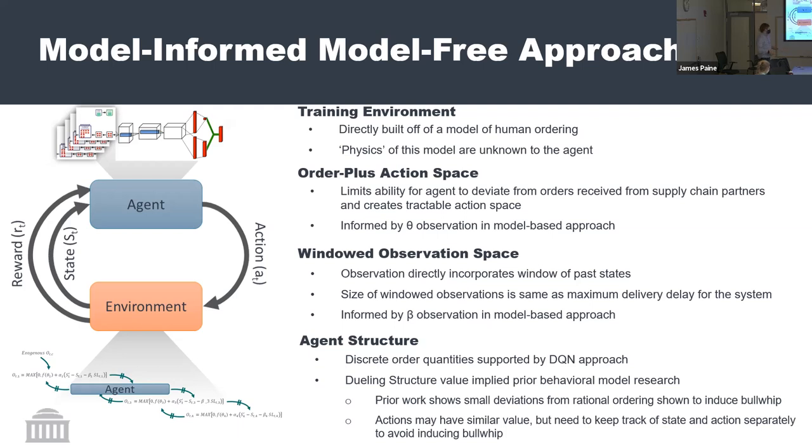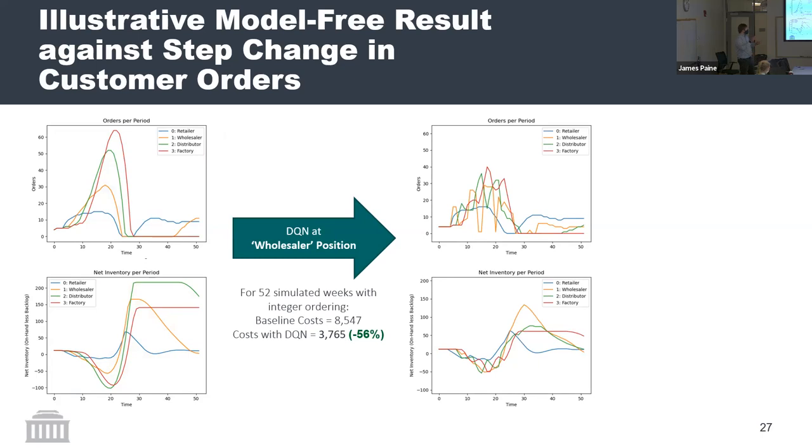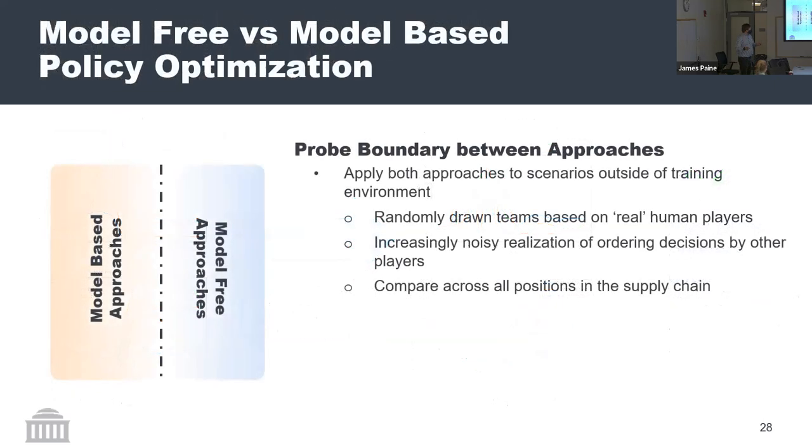So I need to hop in a little bit. This is an example of an application of that DQN to the wholesaler position. This is just for one example, again with no noise injected, just so, yay, at least it works in broad strokes. So now I want to be careful with time.